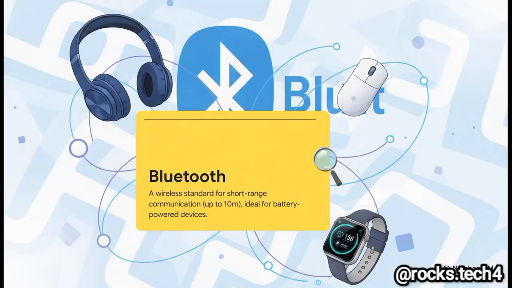And then, of course, there's Bluetooth. Now, it's also wireless, but it's not really for connecting you to the internet. Think of it more like a tiny personal area network. It's built for low-power, short-range stuff, which is why it's absolutely perfect for your wireless headphones, your keyboard, or your smartwatch. It's all about connecting your devices to you, not necessarily to the rest of the world.